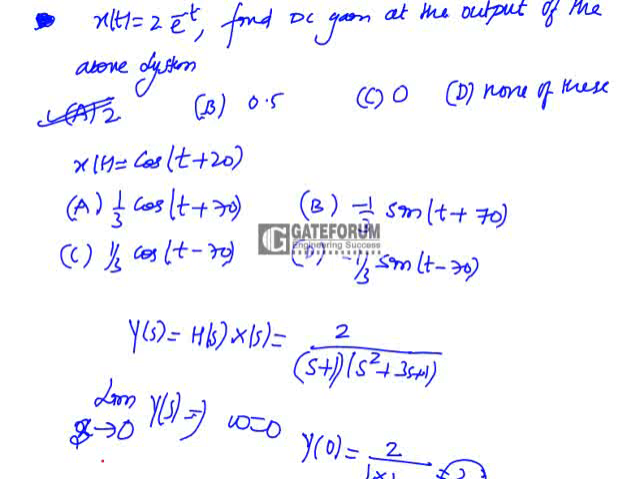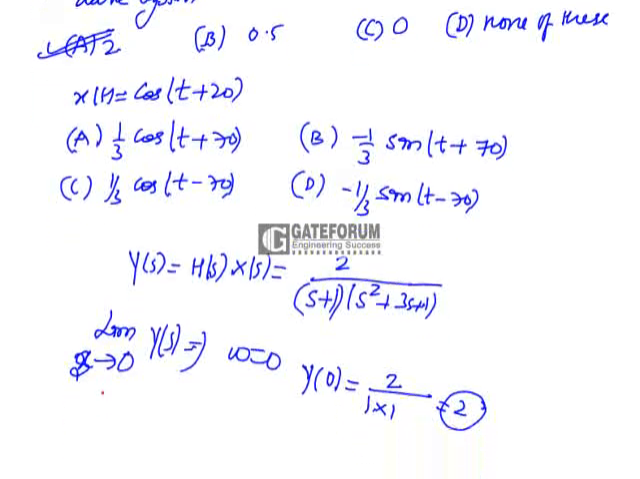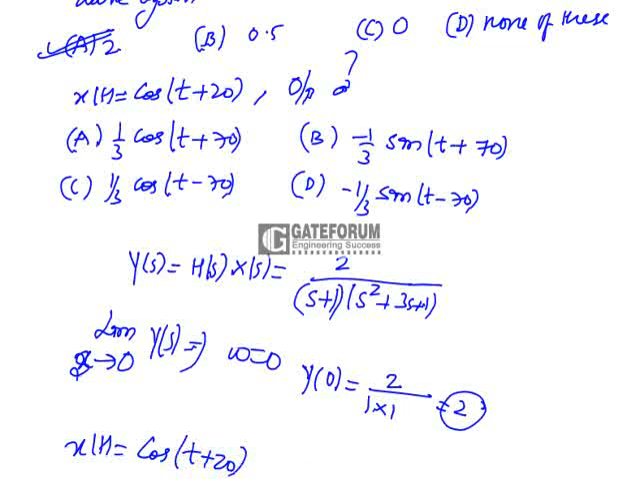Now he has given x(t) = cos(t + 20°). Now we have to find the output of the above system when the input is x(t) = cos(t + 20°). Now calculate this one. Here the input is x(t) = cos(t + 20°), where omega equal to 1 and phase phi is equal to 20 degrees.